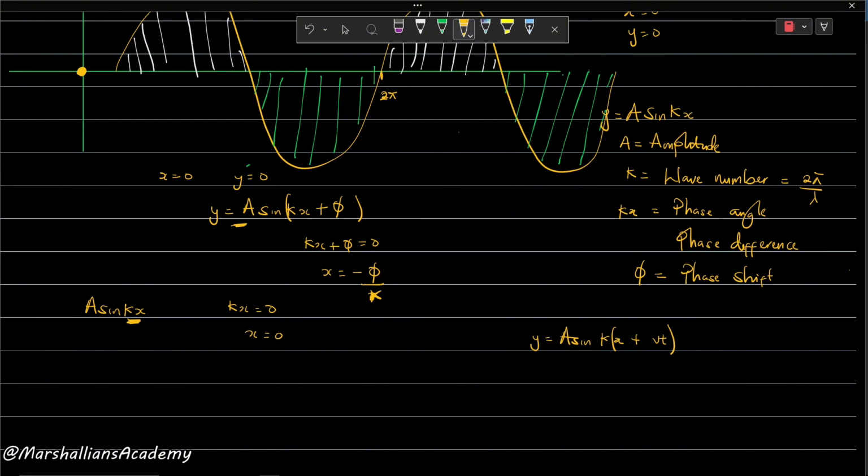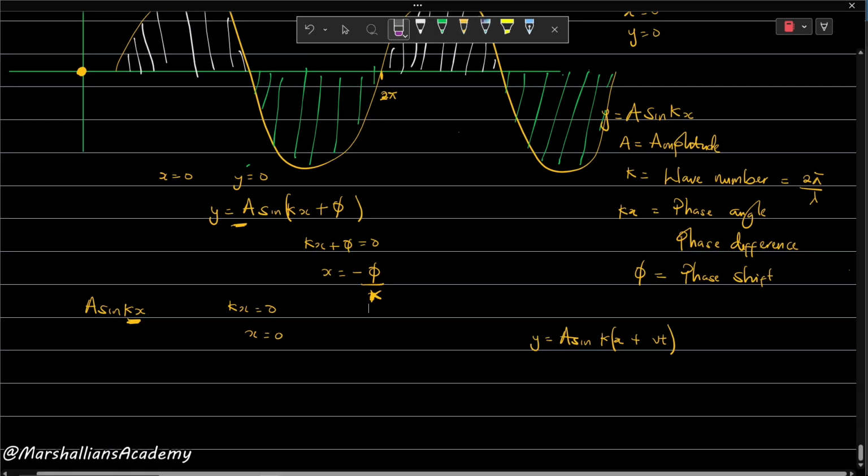I'll go again. To get the starting point, you just need to equate the angle that has the sine to be equal to 0. And the angle here is kx plus phi. So I'm going to have kx plus phi equals 0, which means our wave starts at negative phi over k.